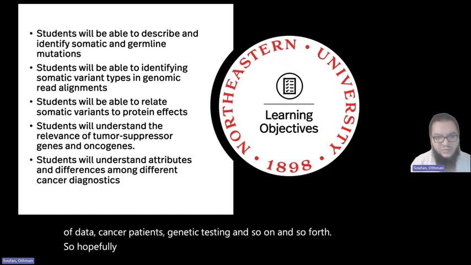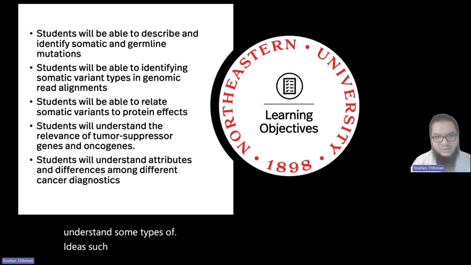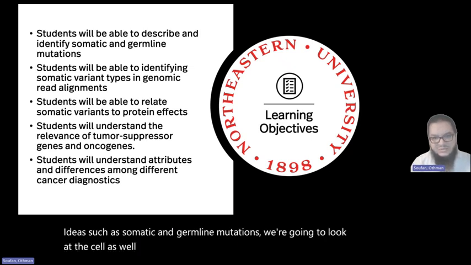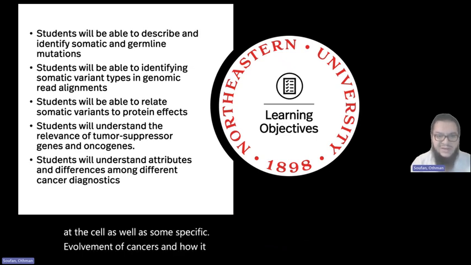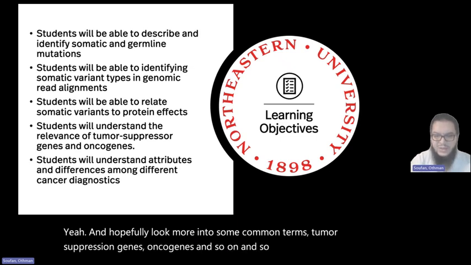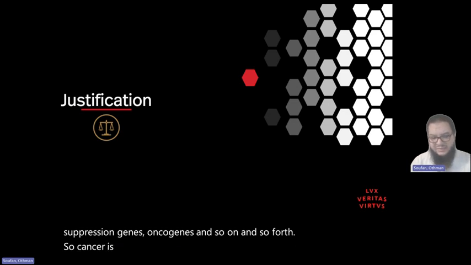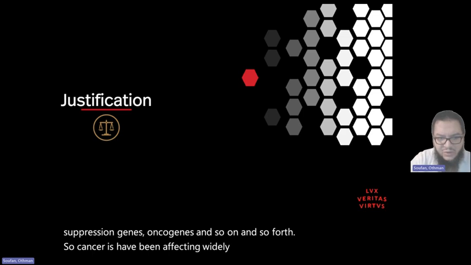So hopefully towards the end of this module, we'll be able to understand some ideas such as somatic and germline mutations. We're going to look at the cell as well, some specific evolvement of cancers and how it may complicate the treatment. And hopefully look more into some common terms like tumor suppressor genes, oncogenes, and so on and so forth. So cancer has been affecting widely lots of people.